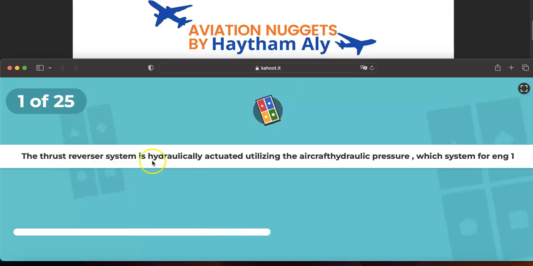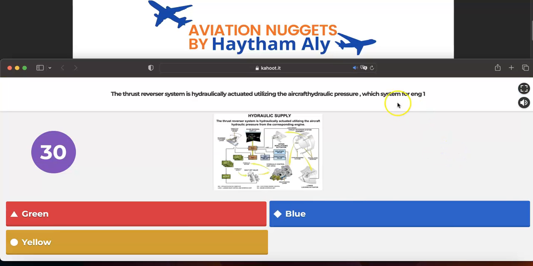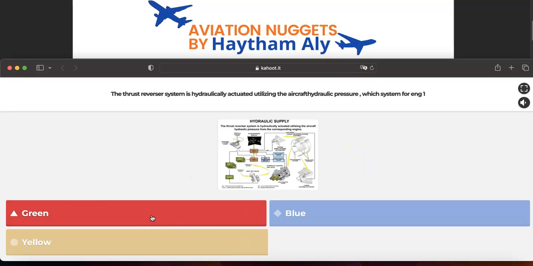The thrust reverser system is hydraulically actuated utilizing the aircraft hydraulic pressure. Which system for engine 1? Okay, just a moment. So, for thrust reverser operation for engine number 1, the right answer is the green hydraulic system.